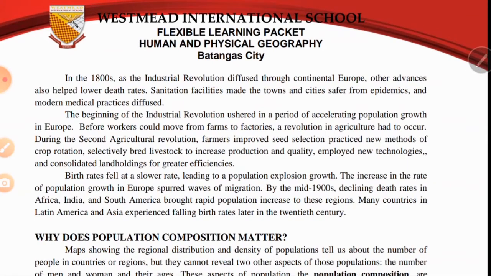By the mid-1900s, the declining death rates in Africa, India, and South America brought a rapid population increase to this region. And many countries in Latin America and Asia experienced falling birth rates later in the 20th century.